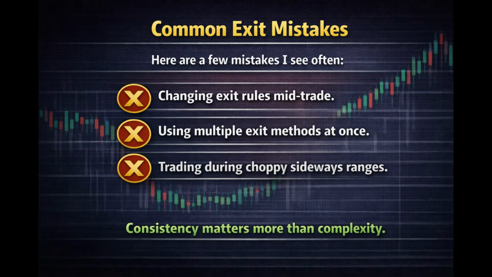Here are a few mistakes I see often. Changing exit rules mid-trade. Using multiple exit methods at once. Adding indicators that contradict price structure. And trading during sideways ranges where Renko naturally flips more often. Remember, consistency matters more than complexity.